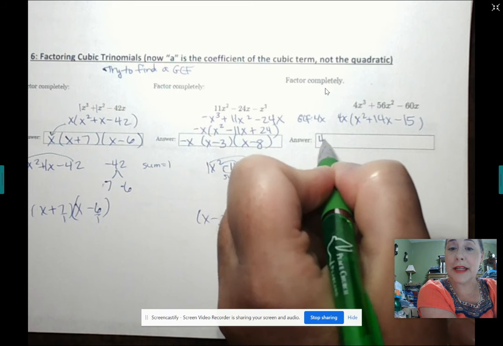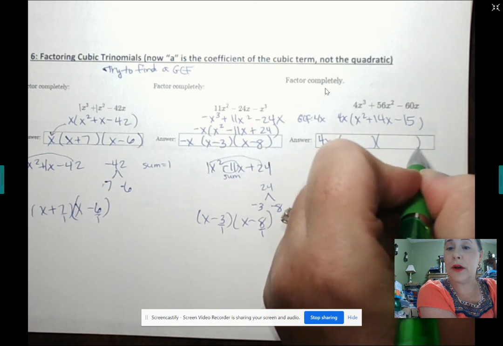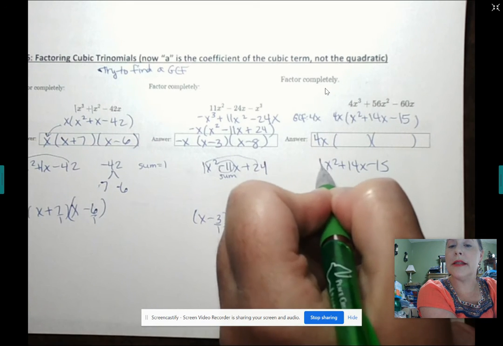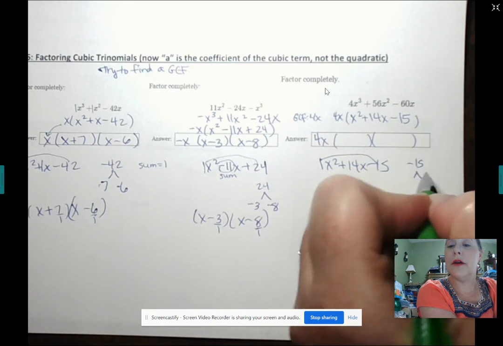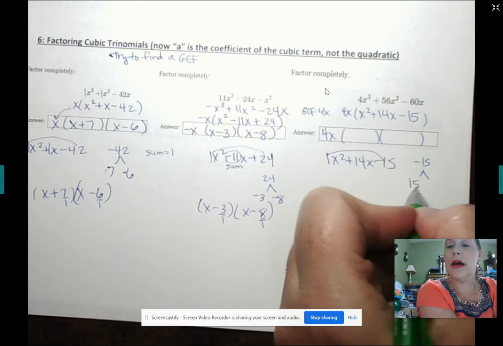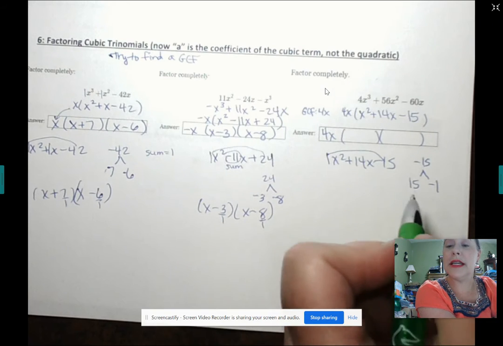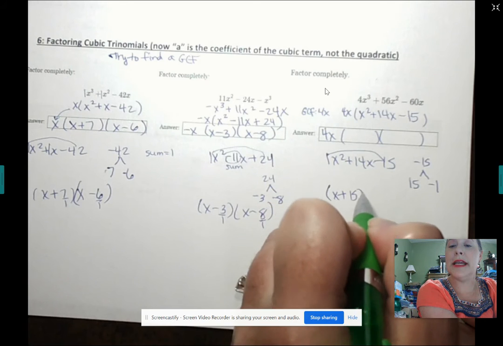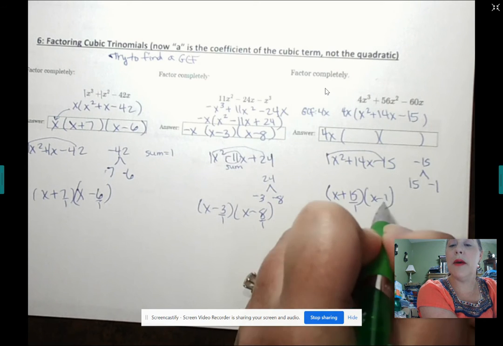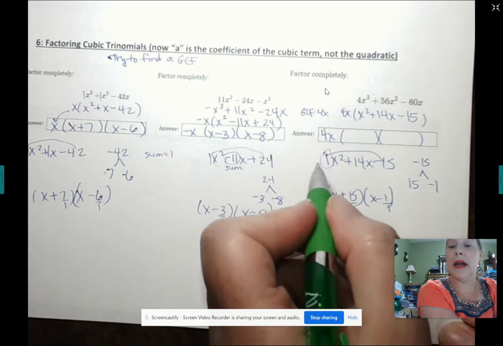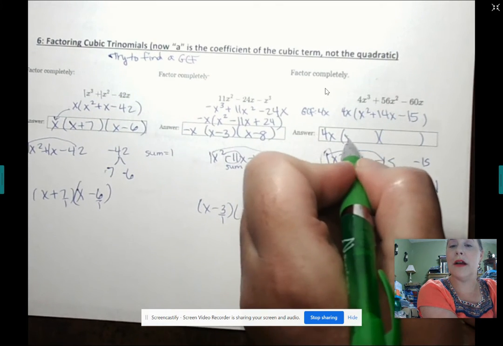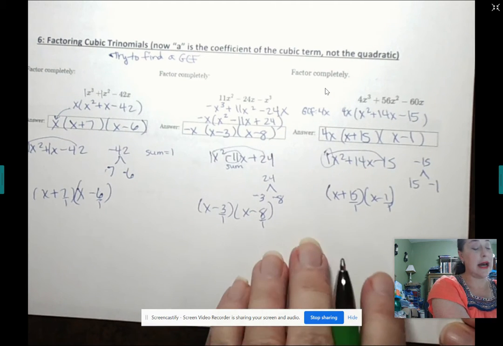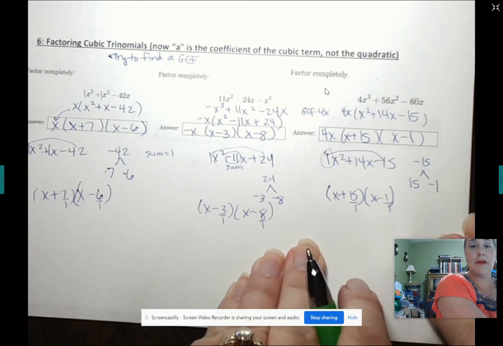And so 4x definitely needs to go in the front of my two larger factors. And I'm going to bring this quadratic down and do the product and the sum work. So my product is negative 15. I'm looking for a sum that is positive 14. So I have an x plus 15 and an x minus 1. And I'm going to divide them both by 1 since that's my quadratic's leading coefficient, and they're not going to change. So that'll still be a positive 15, and that'll still be a minus 1. And I have factored everything they asked me to factor.